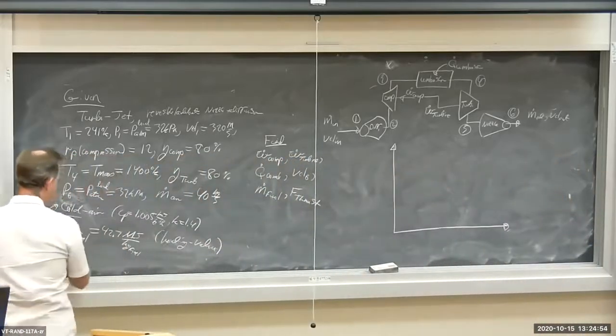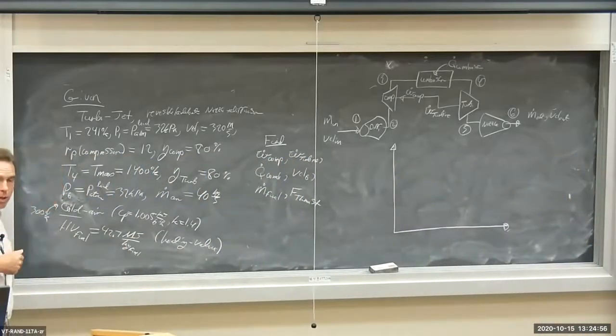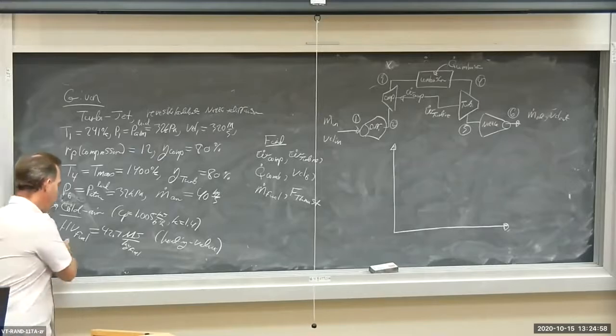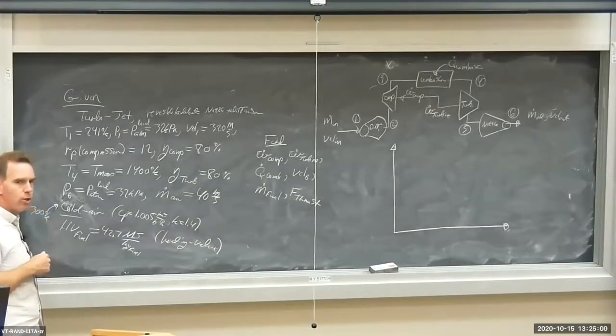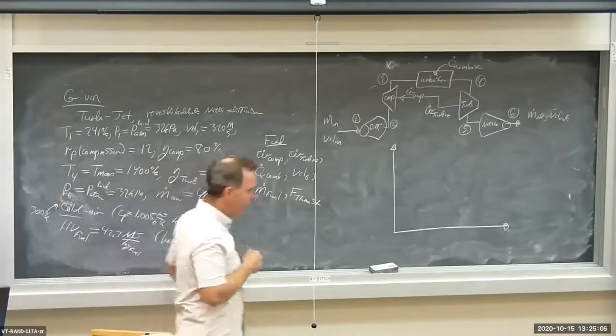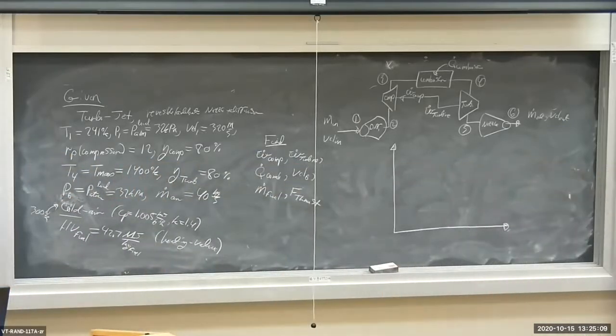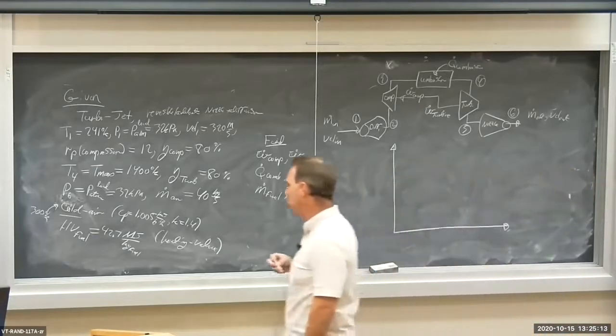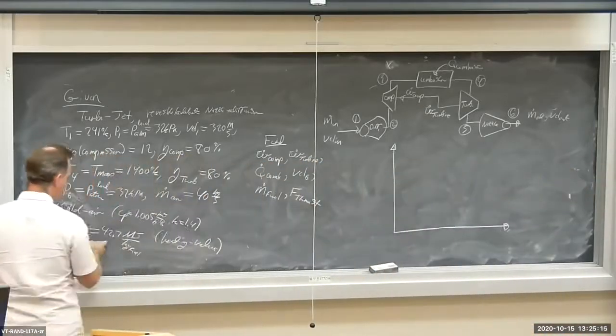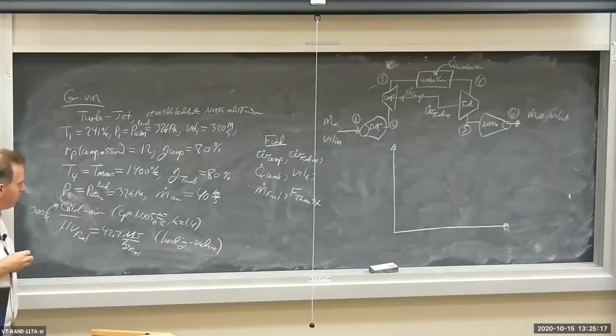Now, to do this, I've looked up in tables, and you can go to the very back of the notes, what's called the heating value, HV. HV is the heating value for the fuel. It's the amount of heat released when you burn the fuel with enough air. You burn all the fuel. How much heat is released? And I get 42.7 megajoules per kilogram of fuel.